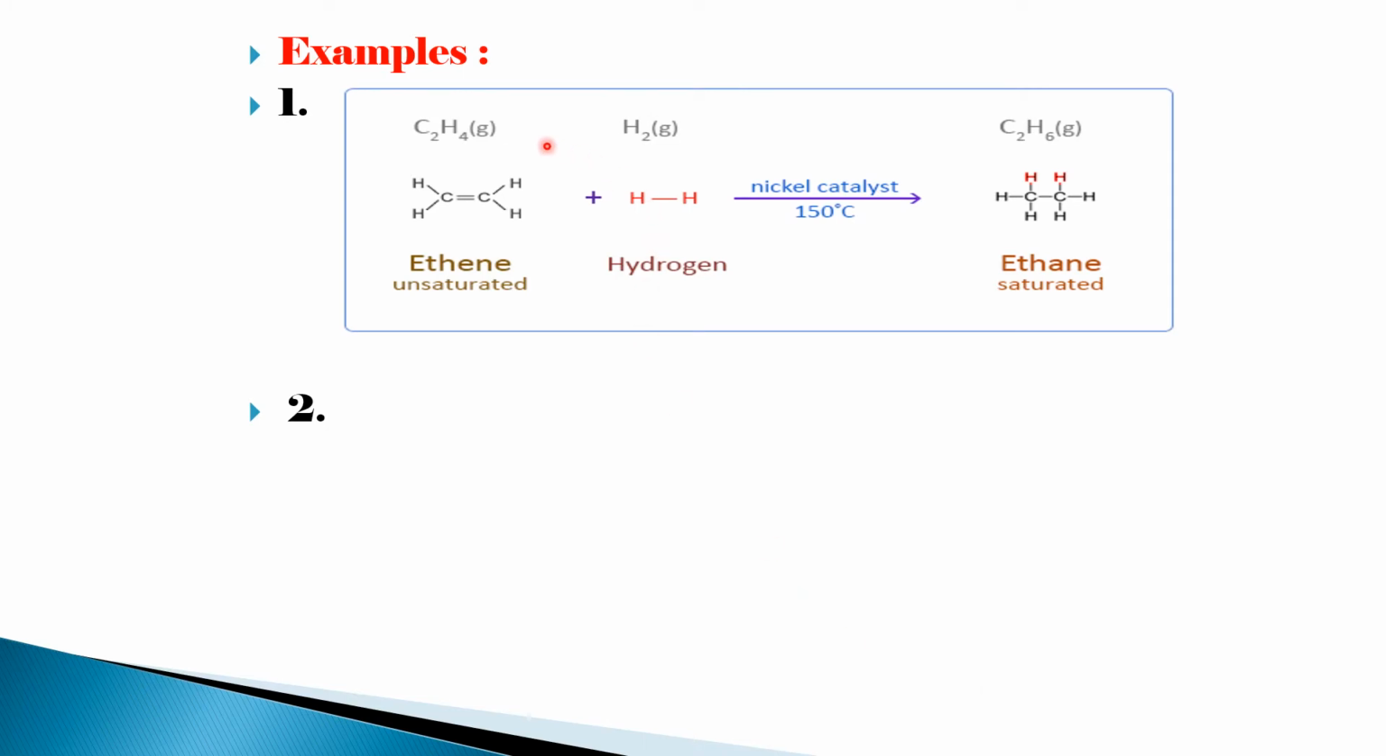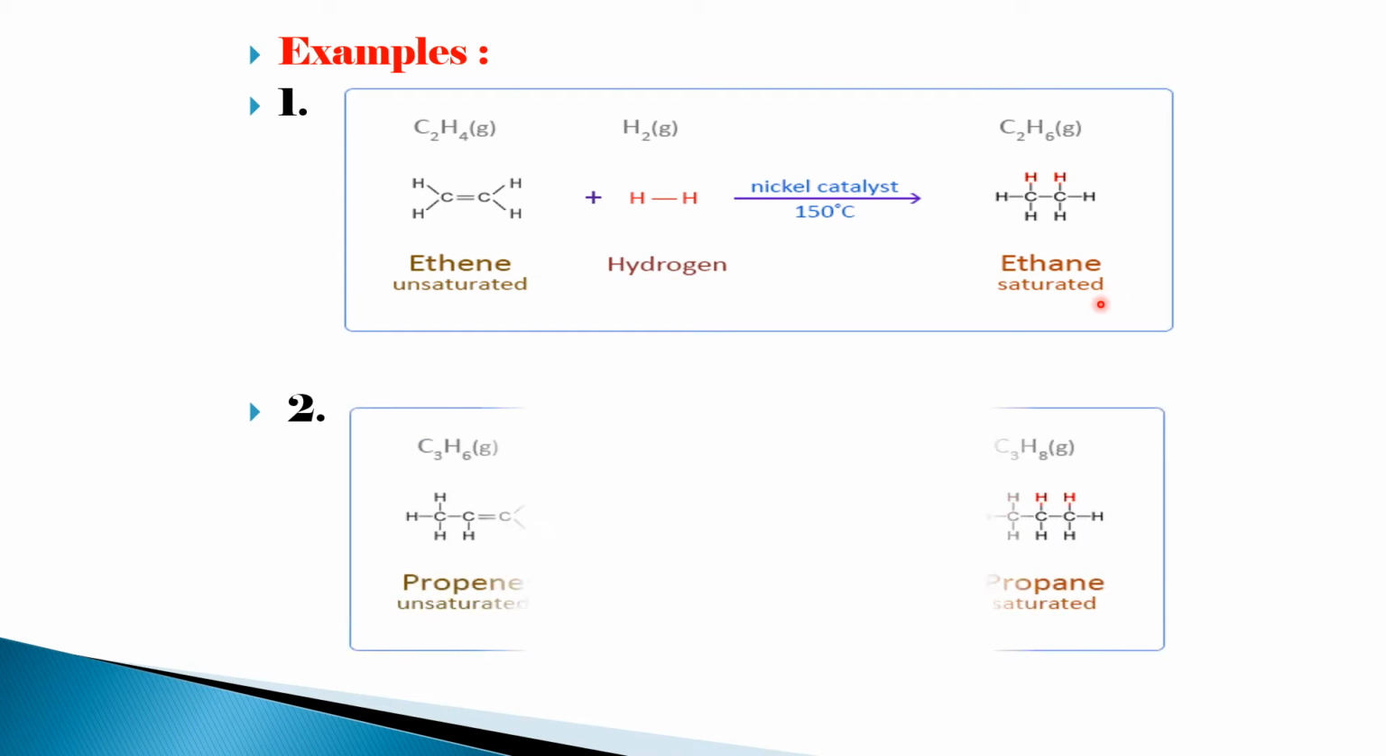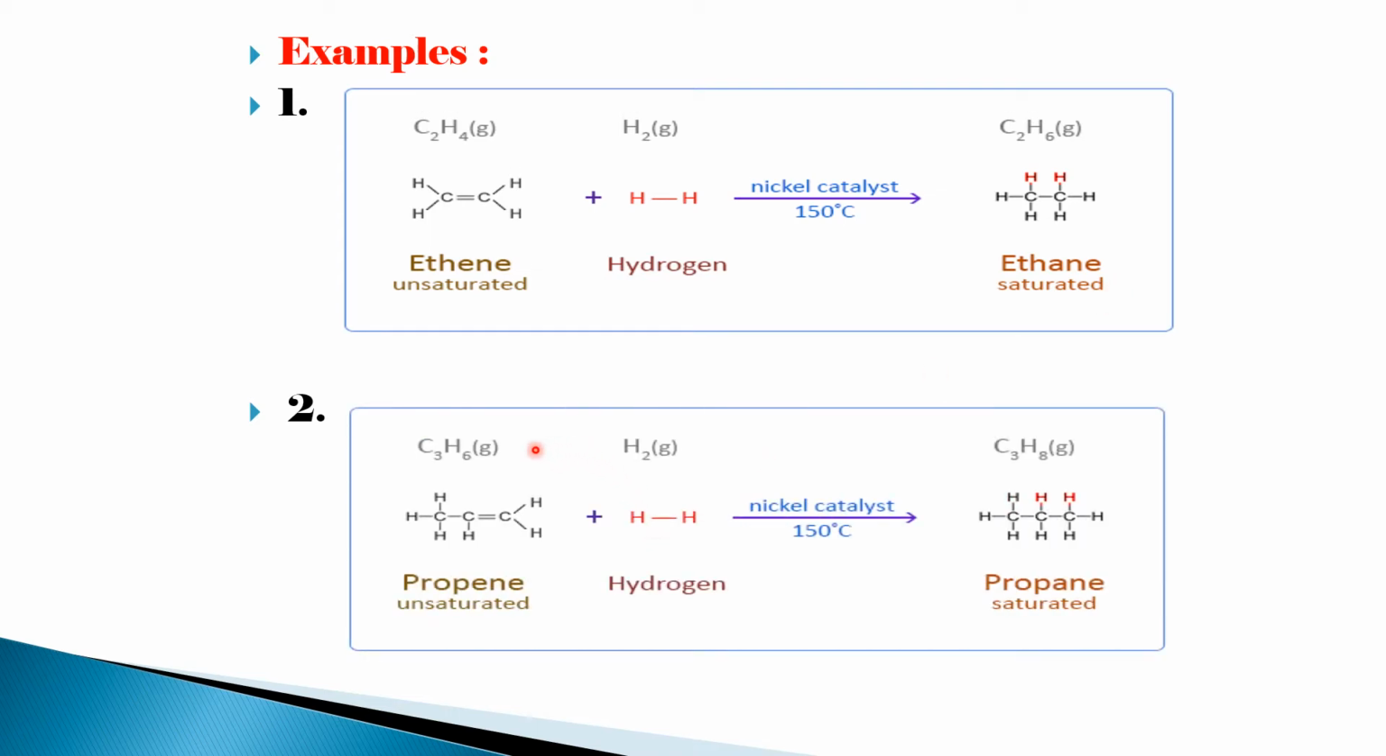When H2 is added to ethene in presence of catalyst, then H2 is added across the carbon-carbon double bond, because of which the double bond is converted into single bond, that is, ethene is converted into ethane, that is, unsaturated compound is converted into saturated compound. Second, when H2 is added to propene in presence of catalyst, then H2 is added across the carbon-carbon double bond, because of which the double bond is converted into single bond, that is, propene is converted into propane, that is, unsaturated compound is converted into saturated compound.